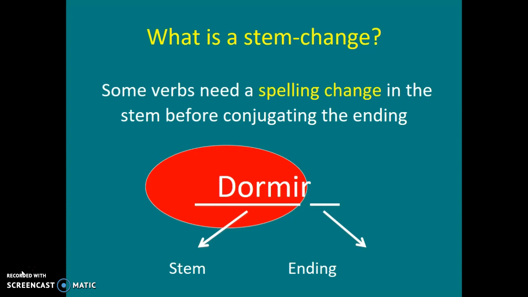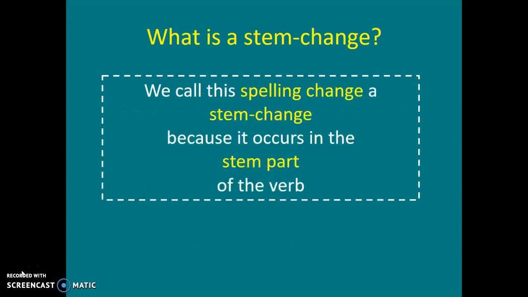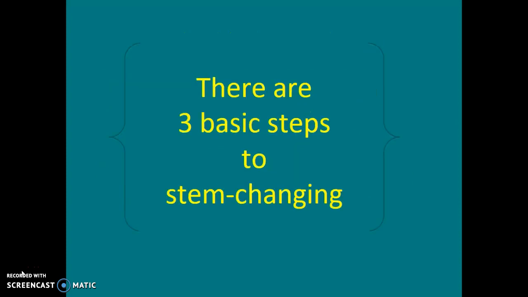Some verbs need a spelling change in the stem before conjugating the ending. So if we look at the verb dormir, again, dorm is the stem, whereas the ending is ir. We simply call the spelling change a stem change because it occurs, guess where? In the stem part of the verb. So it's going to change spelling.